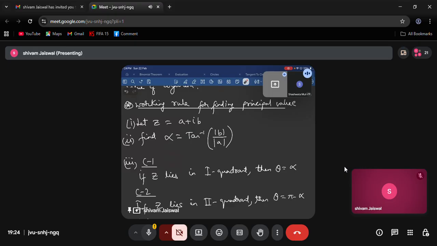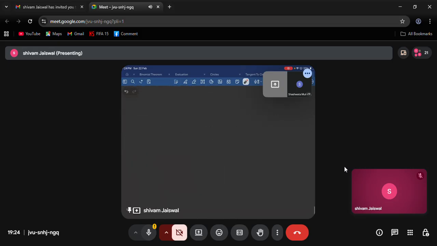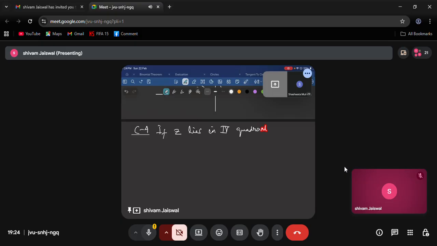But anyways, I don't think you need to remember all this. Don't need to learn how to find out alpha equal to tan inverse mod b by mod a. Just by plotting it on the argand plane, we can determine the principal argument. You just need to maintain the range minus pi to pi. If z lies in the fourth quadrant, then amplitude of z will be equal to minus alpha. I'll give you an example, you will understand.